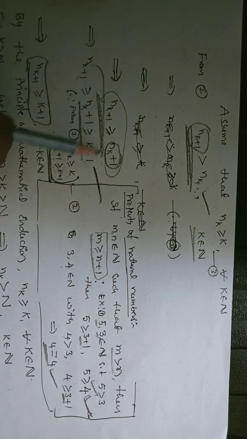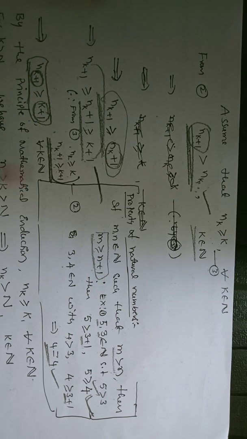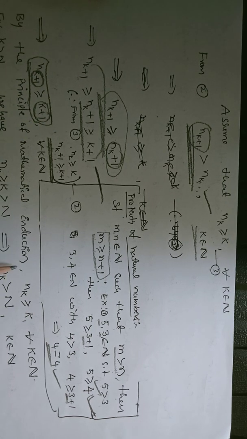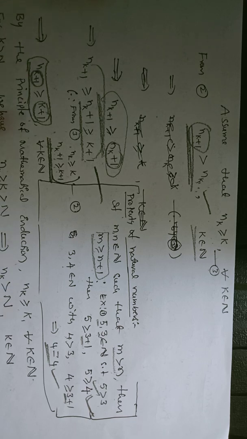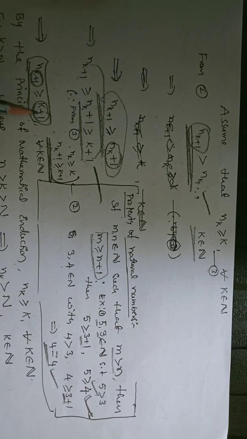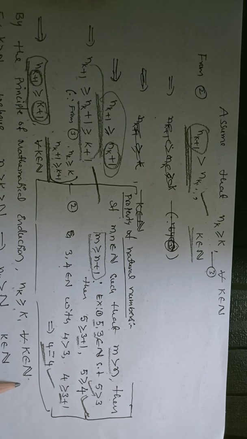So n_k + 1 is always greater than or equal to k + 1. Wherever n appears, here we have k + 1. In general, by the principle of mathematical induction, n_k is greater than or equal to k. Generally, at the k + 1 place, both are the same, so I can write n_k greater than or equal to k for every k belonging to N.